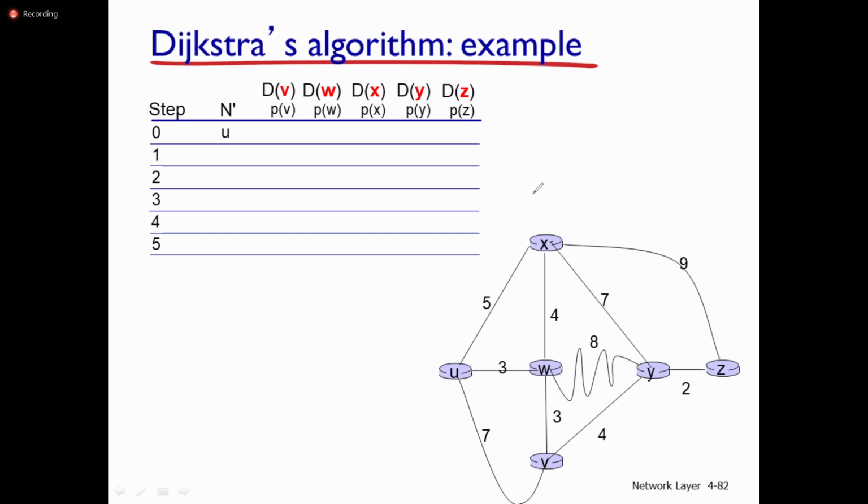So there are 6 nodes here. Initially, we are assuming that the source is at U. From node U, we are finding the shortest path to all the other nodes in the network. So note down and respond. Take 5 minutes and respond. Then we will see.